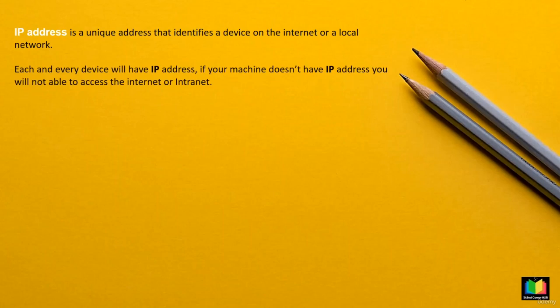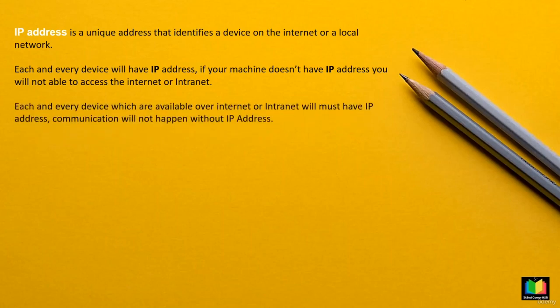Each and every device will have an IP address. If your machine doesn't have an IP address, you will not be able to access the internet or intranet. The internet is the public place, and the intranet is inside the company premises. Each and every device available over the internet or intranet must have an IP address. Communication will not happen without an IP address. That means if your machine or your phone doesn't have an IP address, you will not be able to communicate over the internet.